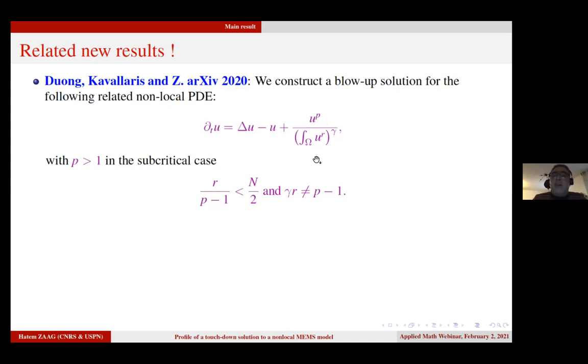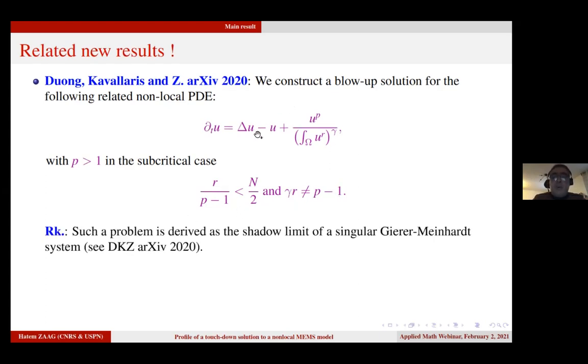Okay. So with my co-authors, we tried to see if the fact that we have a non-local term can change or not the proof. And it was a challenge for us, and we could obtain similar results with similar profiles somehow. Of course, this is possible in the subcritical case, which I define like that: r divided by p minus 1 is less than n over 2. And also we need gamma r to be different from p minus 1.